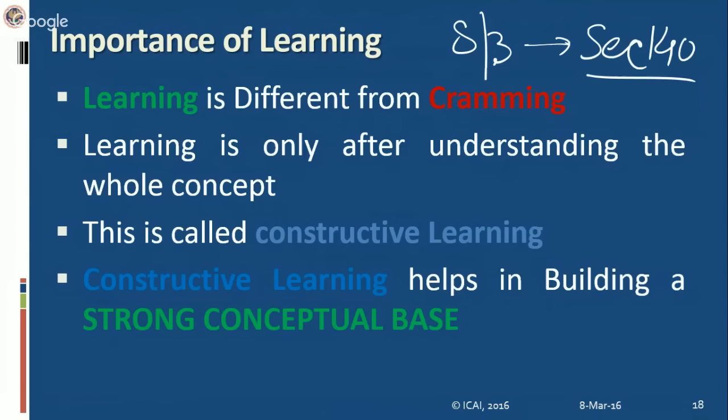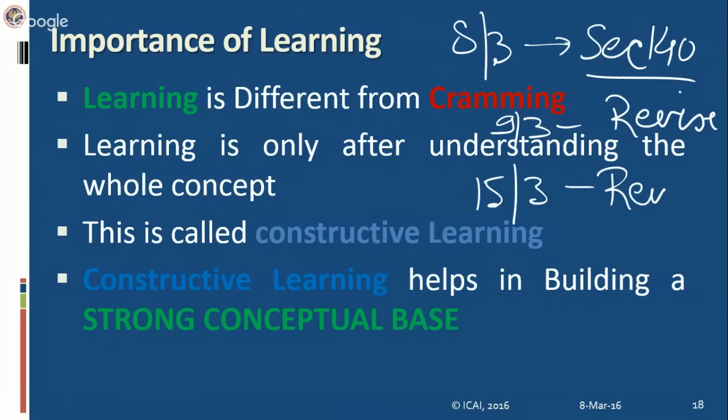Then you need to revise this section again on 9th March, very next day. You need to revise section 140. Then after 1 week, 15th March or 16th March, plus minus 1 day. Then the 4th time is after 1 month, say 15th April. This is again revise. And you can take the help of a schedule register, daily schedule register. I have been advising you to prepare a schedule register also.